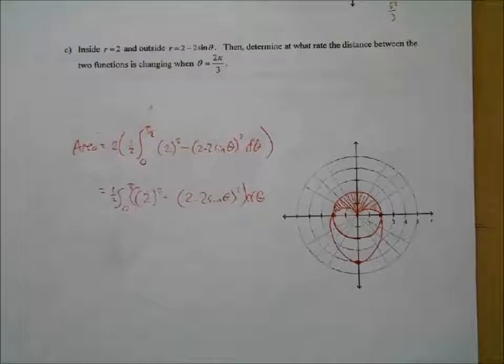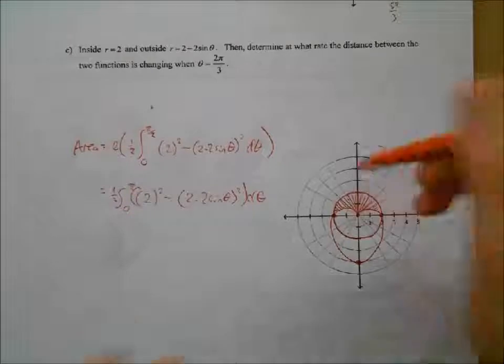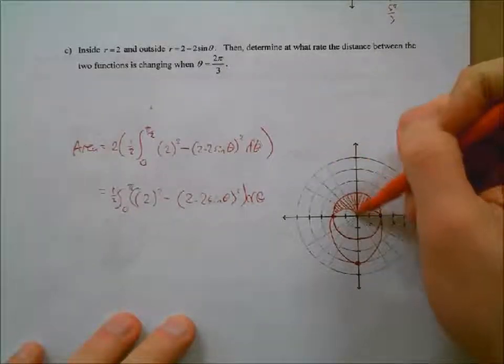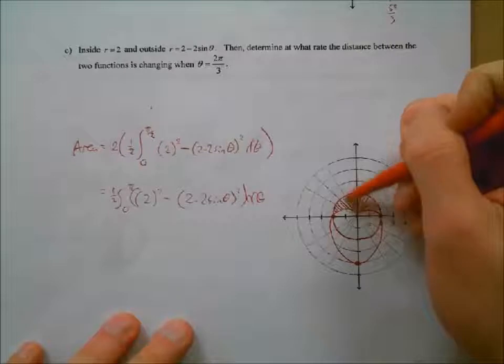So again, back to my original question, right? What would be an expression we could use to represent the distance between the two functions, and specifically at θ equals 2π/3? So if you can look here, 2π/3 would be like this angle right here. So what would be an expression we could use to describe the distance between the two functions along that θ there?